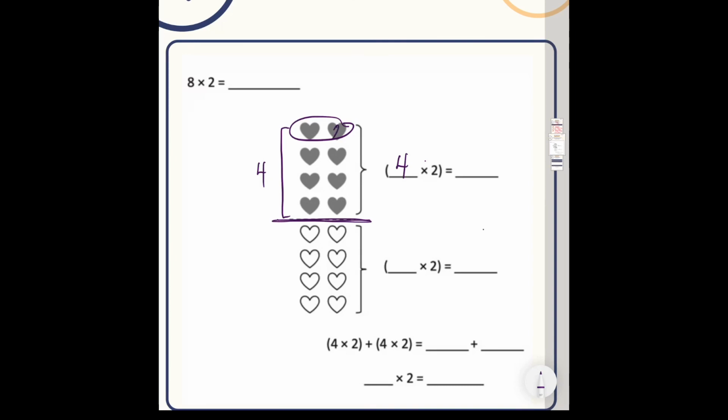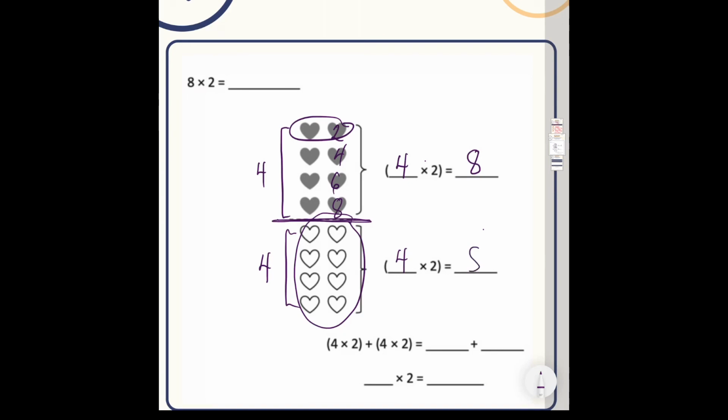Now, what is 4 times 2? Skip count. 2, 4, 6, 8. And the answer here is 8. Now, as you can see, this is similar to the array on top. It's just the hearts are not shaded. So let's just write the number of rows, which is 4.